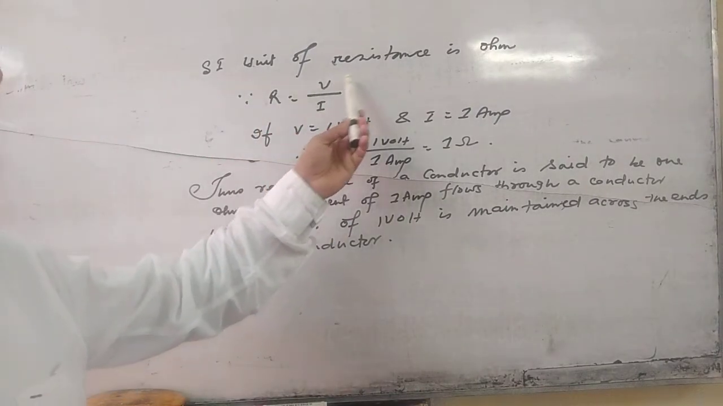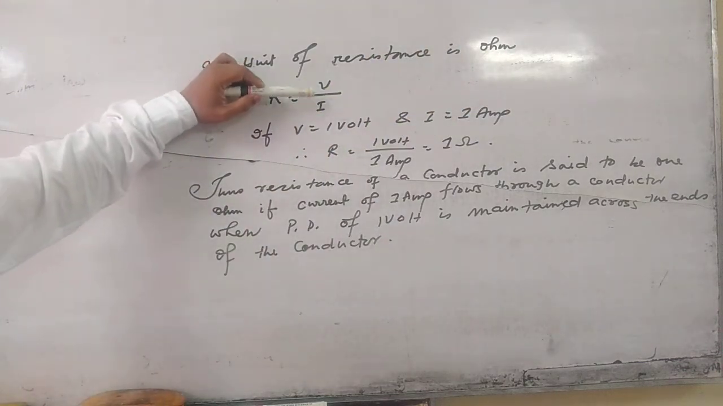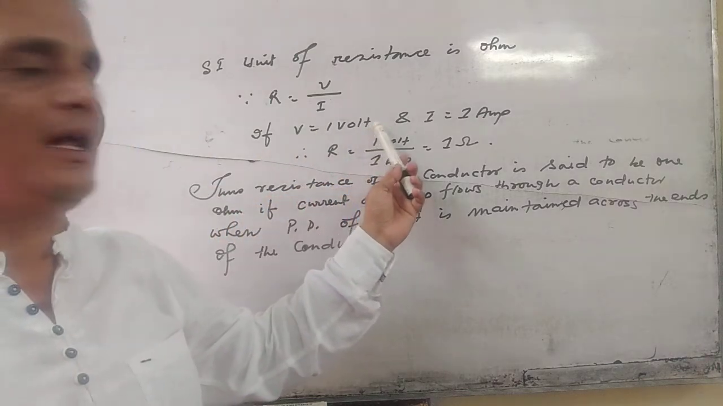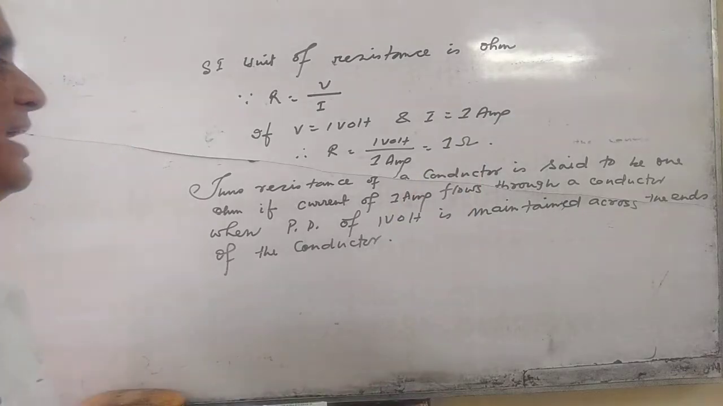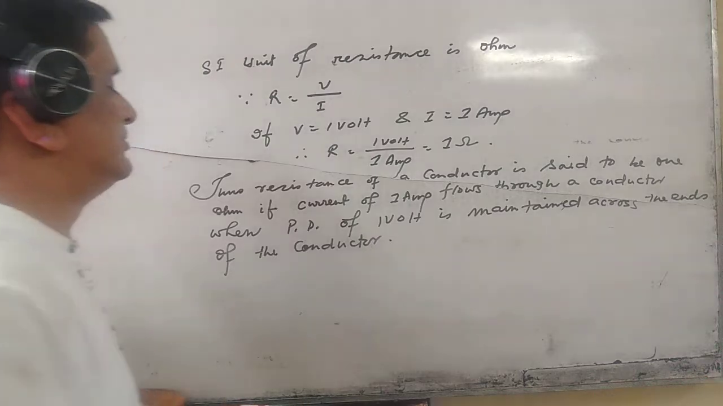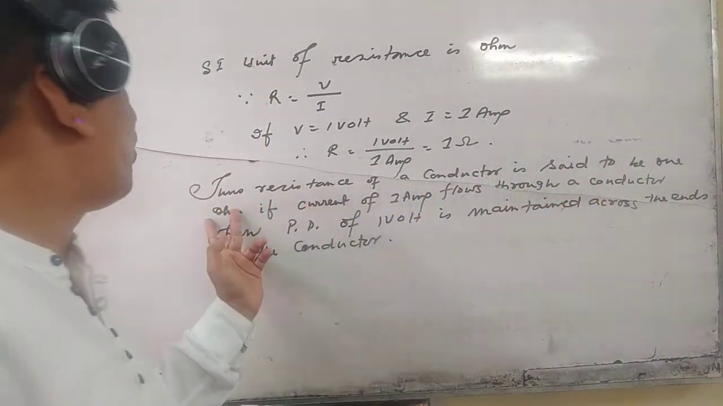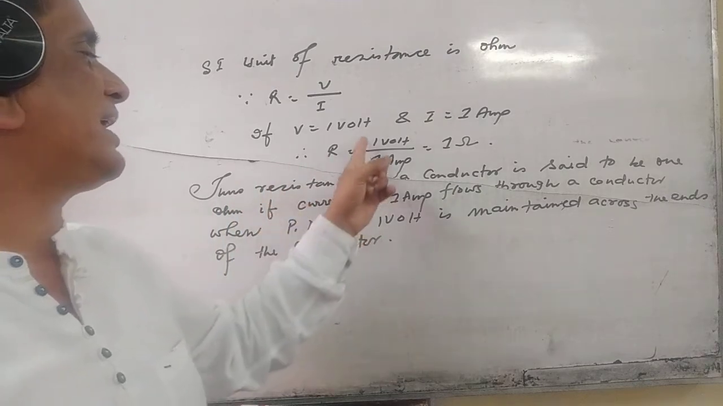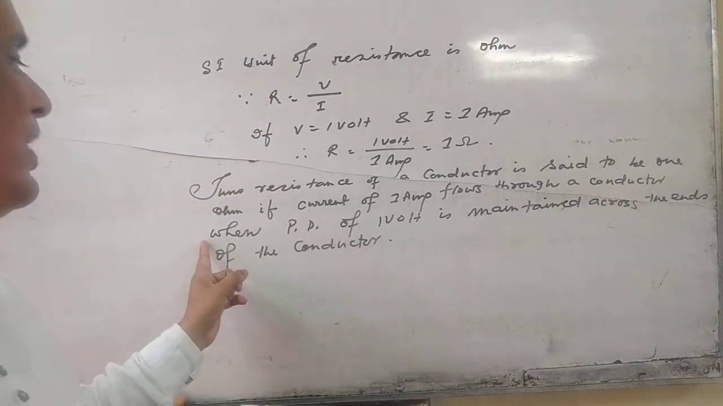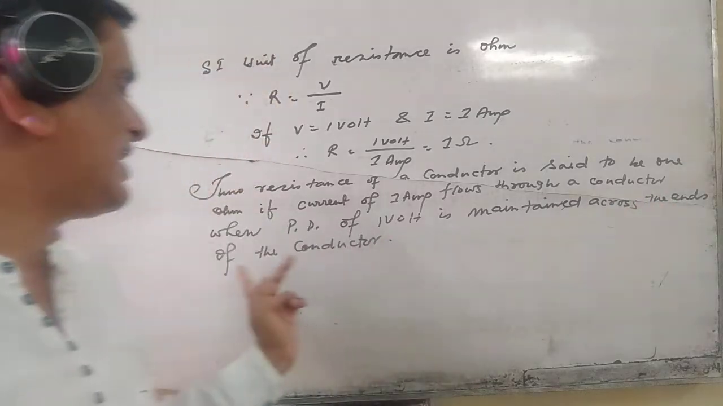The SI unit of resistance is ohm. We know R equals V by I. If V equals 1 volt and I equals 1 ampere, then R equals 1 volt by 1 ampere, equal to 1 ohm. The resistance of a conductor is said to be 1 ohm if a current of 1 ampere flows through the conductor when the potential difference of 1 volt is maintained across the ends of the conductor.